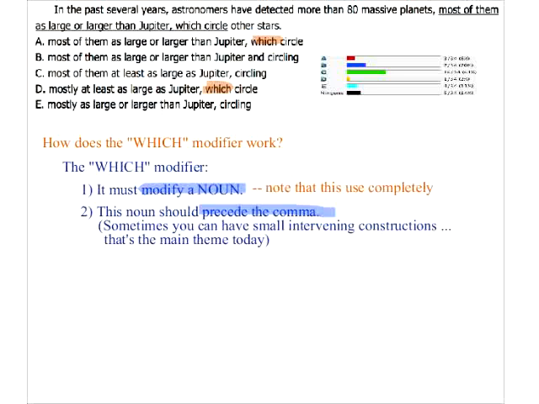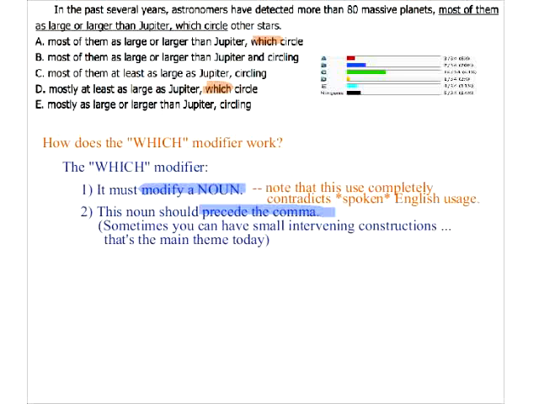In spoken English, the word which is almost always used to modify an entire clause. For instance, people will say sentences like, there was a big accident on the freeway, which means I'm going to be late. In spoken language, that's considered acceptable, but not in written language. In written language, it has to modify a noun. So if you look at choices A and D here, what is which pointing to?